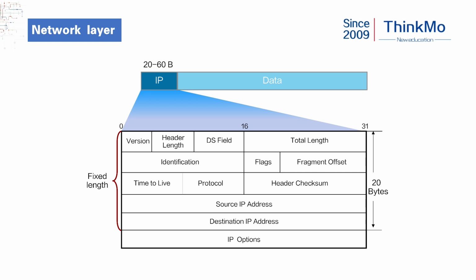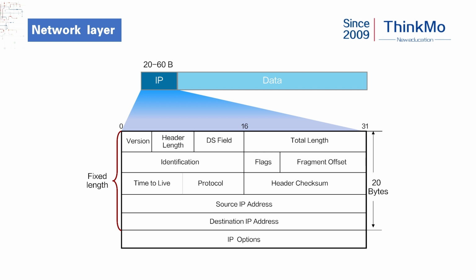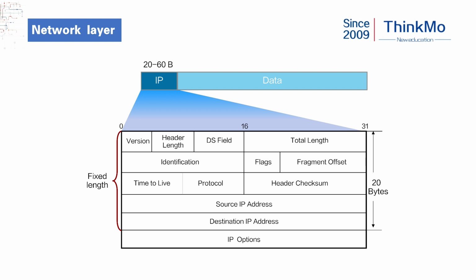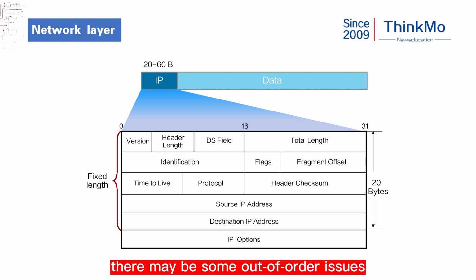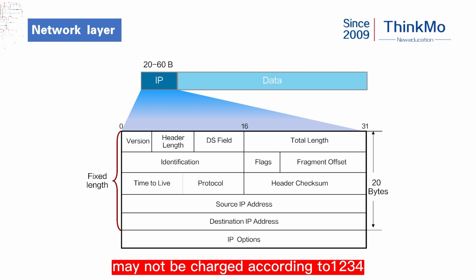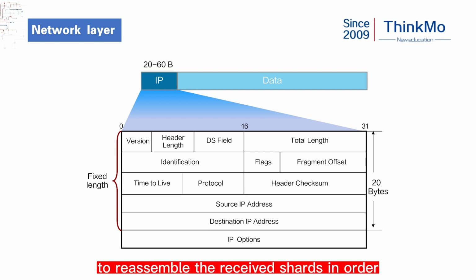What does this mean? In the future when we send data, everybody needs to know there will be an out-of-order problem. I send data to you in the order 1, 2, 3, 4, but what you receive is not necessarily in the order 1, 2, 3, 4. Data in the process of network transmission may have some out-of-order issues and some delay. So what you finally receive may not be in the order 1, 2, 3, 4. So now there's a feature to reassemble the received shards in order.